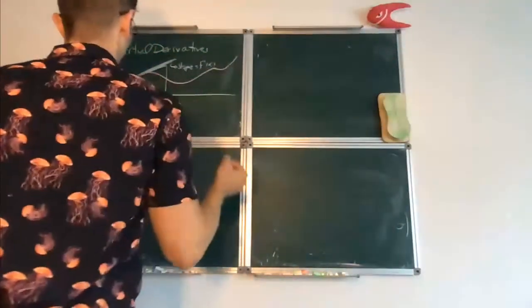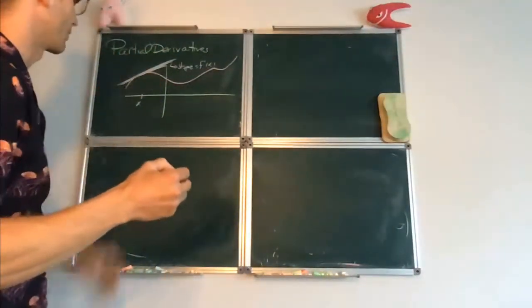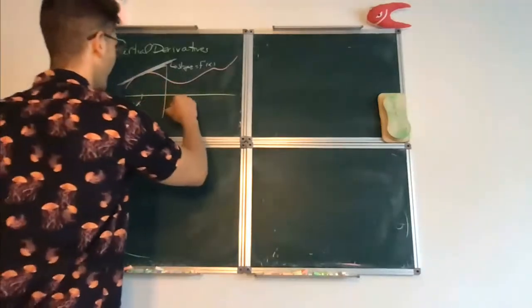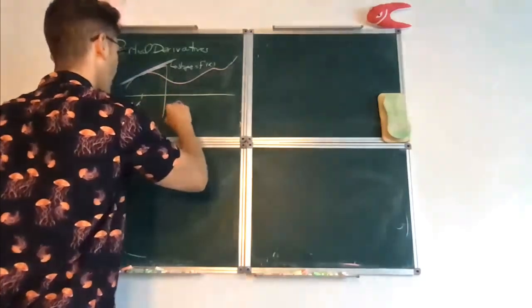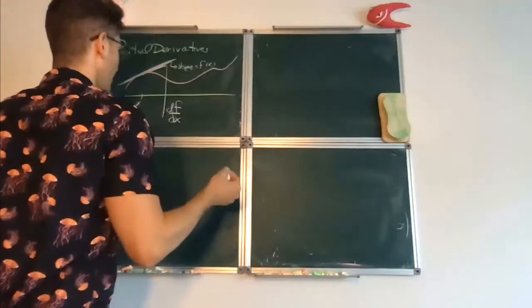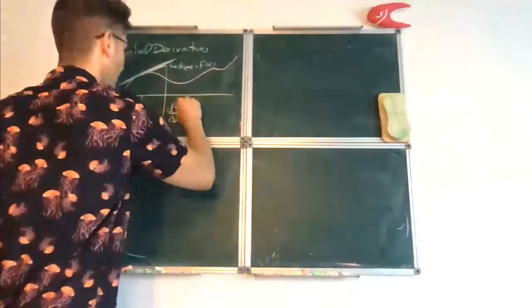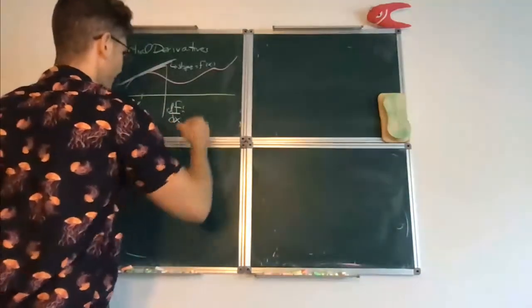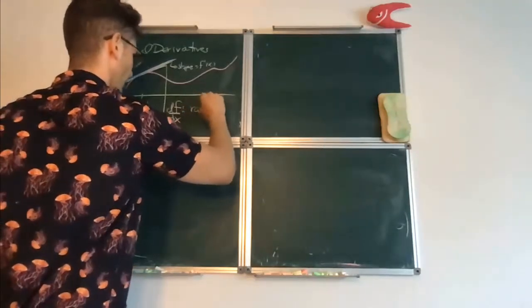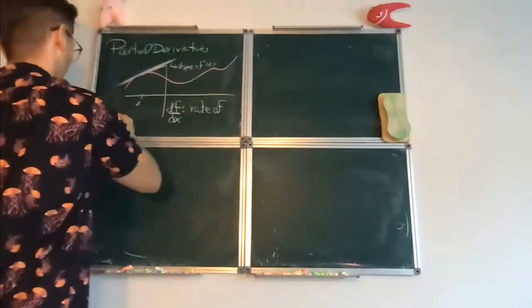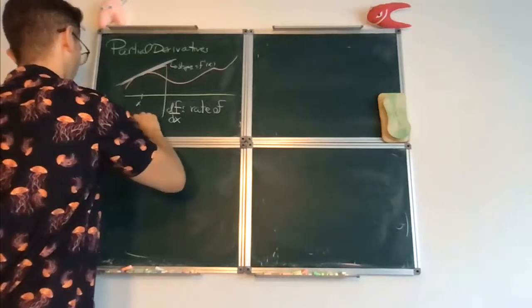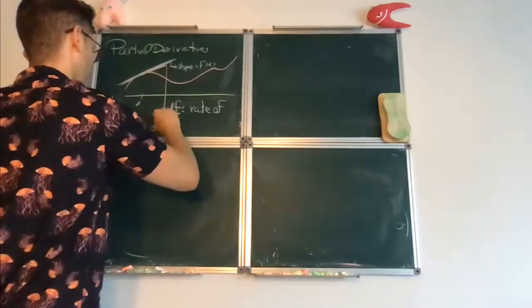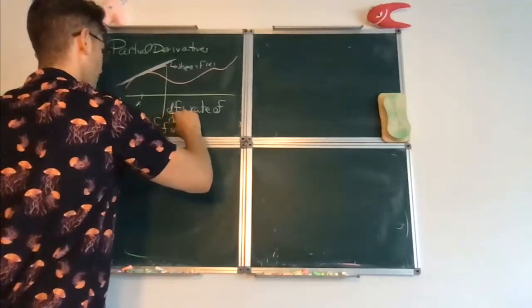So that's like a geometric interpretation of what the derivative is supposed to be. More from a quantitative point of view, you can think of a derivative as a rate of change of f with respect to x.